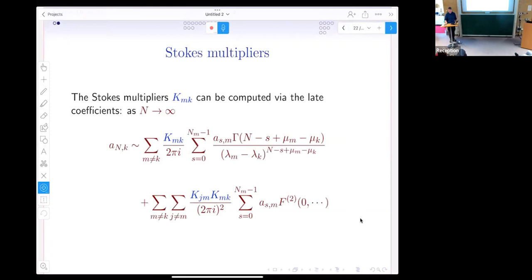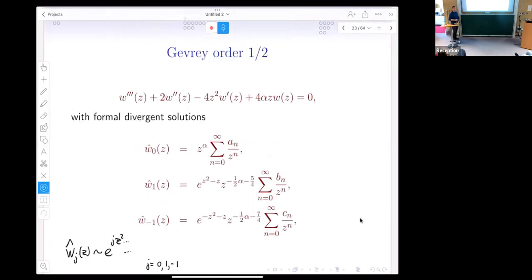But my main focus is actually about other Gevrey orders. Here you see a simple example of Gevrey order half. It's just a simple linear third order differential equation. It looks completely innocent. Here you see the three possible asymptotic expansions. You can just plug them in and compute all the coefficients. But notice already that we actually have squares here.